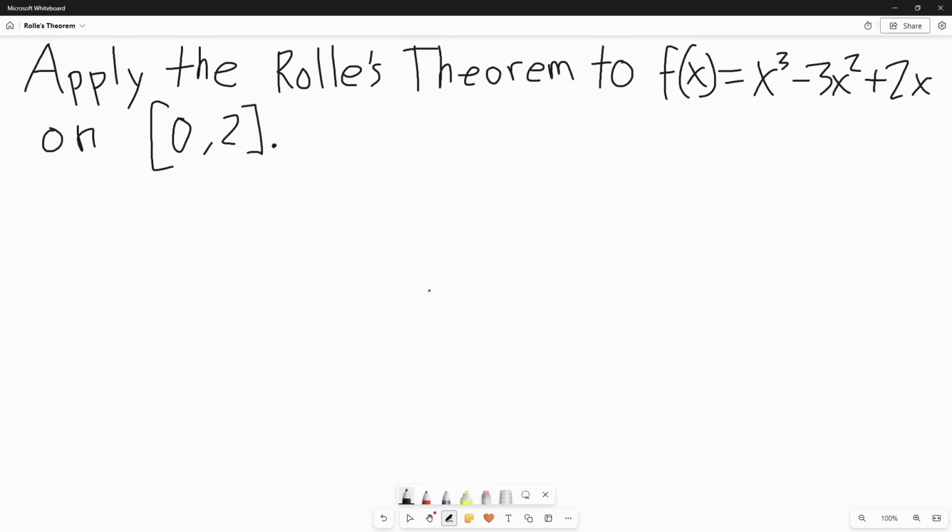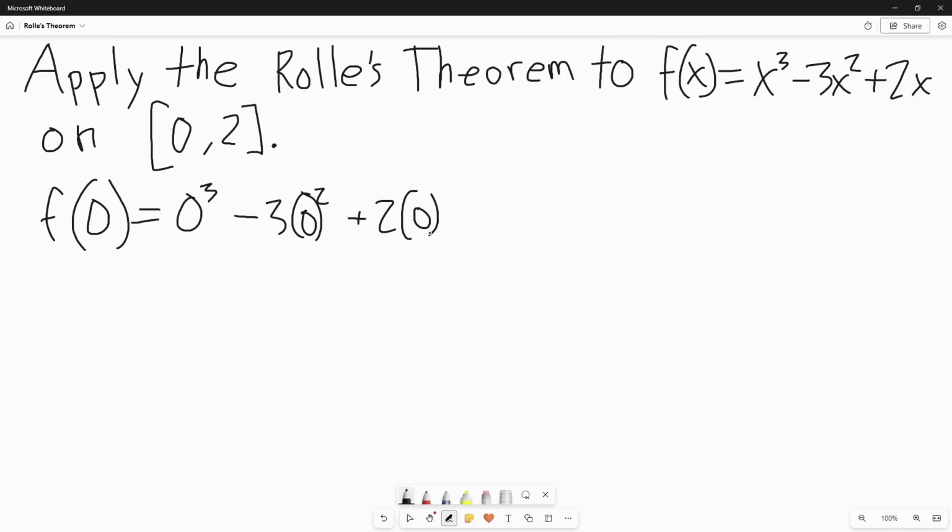The first 2, continuous and differentiable. I've already said this a lot of times. And this one's also a polynomial, and obviously it's going to satisfy both conditions. And let's check for the final condition, where f of a is equal to f of b, where 0 is our a this time and 2 is our b. Let's check for f of 0, which is 0 cubed minus 3 times 0 squared plus 2 times 0. And this is just equal to 0.